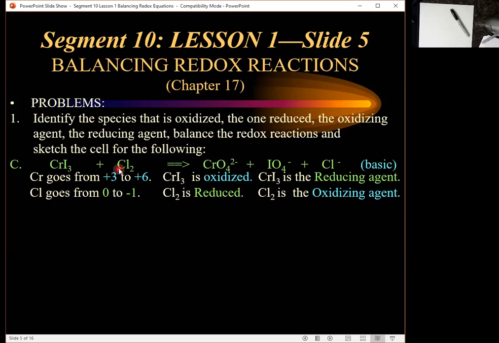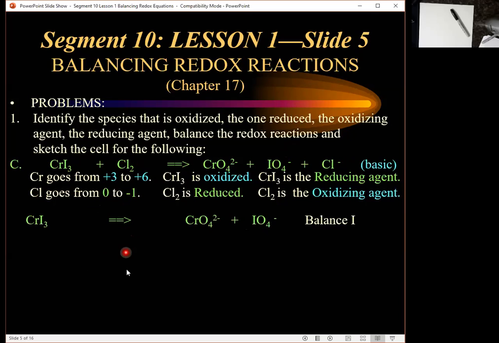Now look at chlorine. Chlorine's going from 0 to -1, so we're good. Cl2 is being reduced. Its oxidation number is decreasing from 0 to -1. So chlorine is going to be the oxidizing agent.